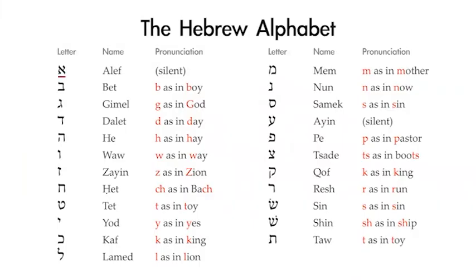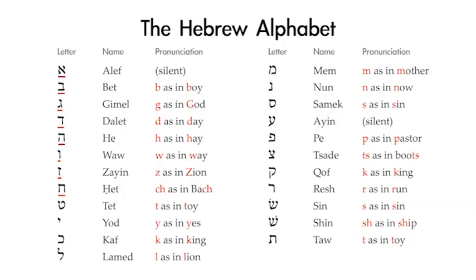Let's begin with Aleph. It's the first letter of the Hebrew alphabet, and it is silent in its pronunciation. Next is Beit, and it sounds like the B as in boy. Gimel sounds like the G in God. Dalet sounds like the D in day. Hey sounds like the H in hay. Waw sounds like the W in way. Zayin sounds like the Z in the proper noun Zion.